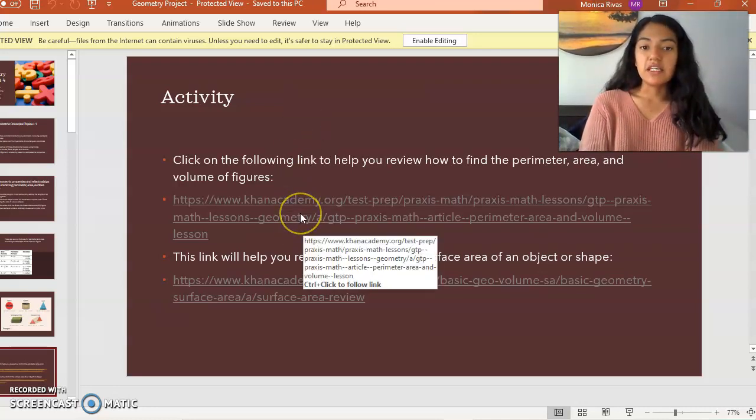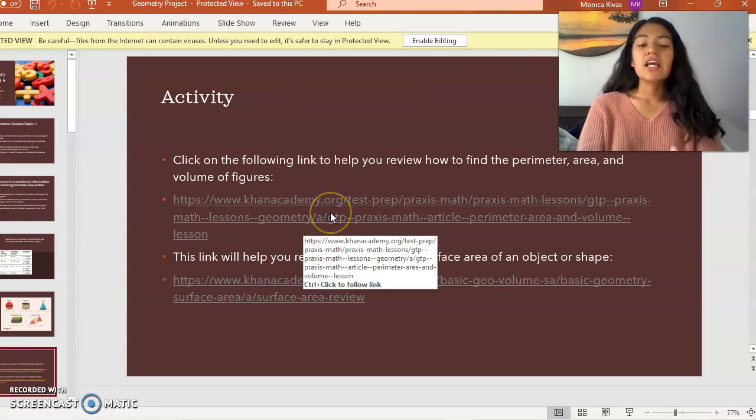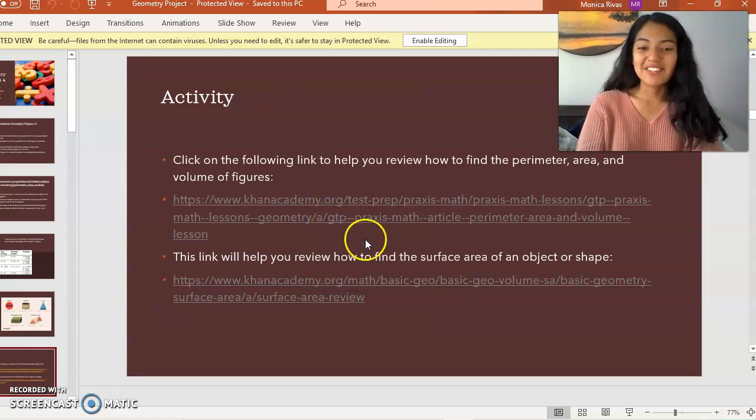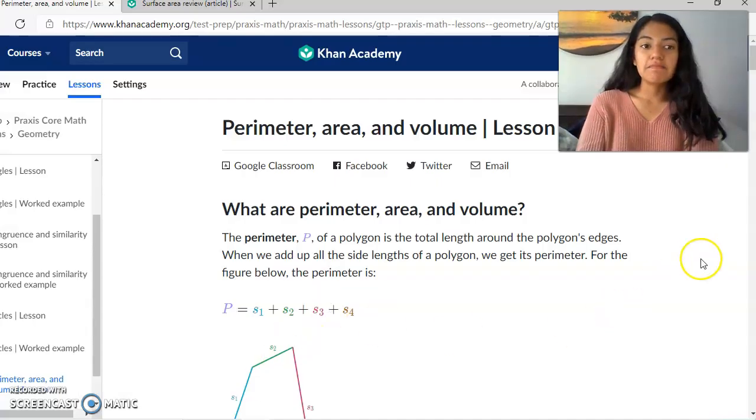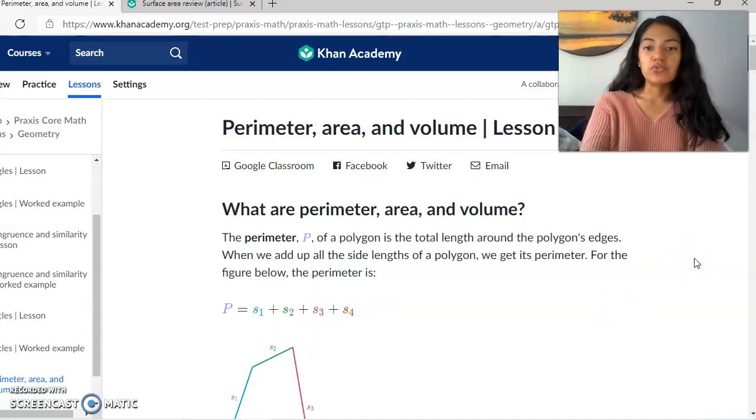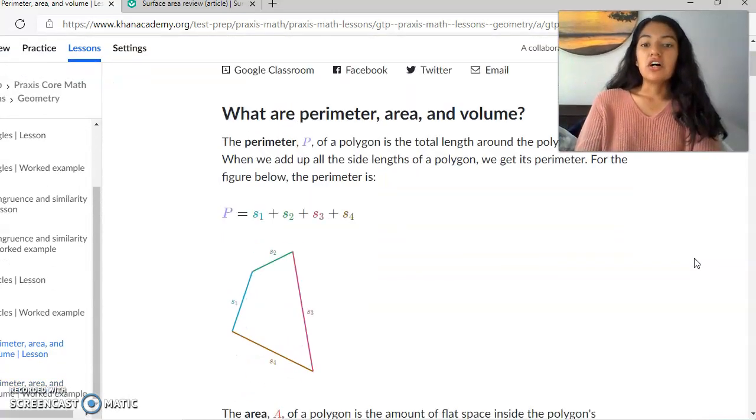So the first activity is only on how to find perimeter, area, and volume. When you click on the link, it sends you to Khan Academy and it takes you straight to the lesson, perimeter, area, and volume. So it starts off with perimeter.